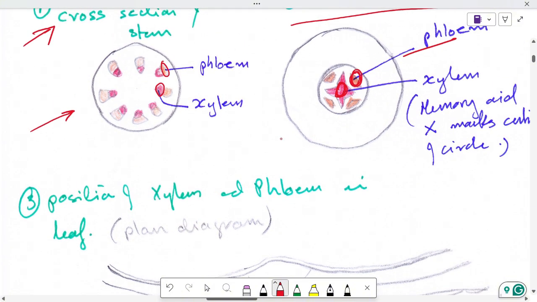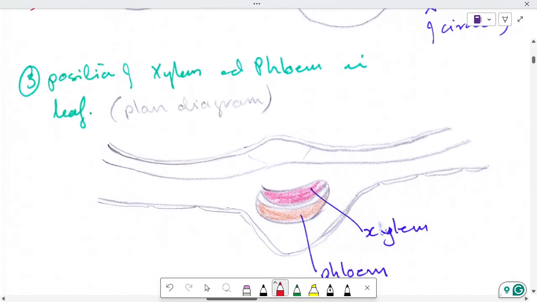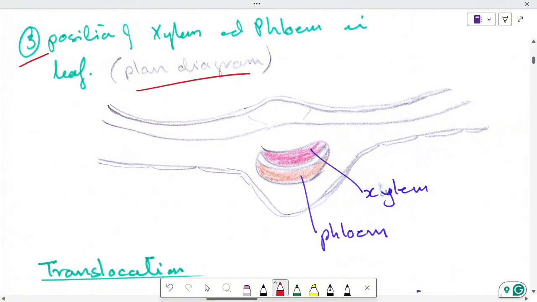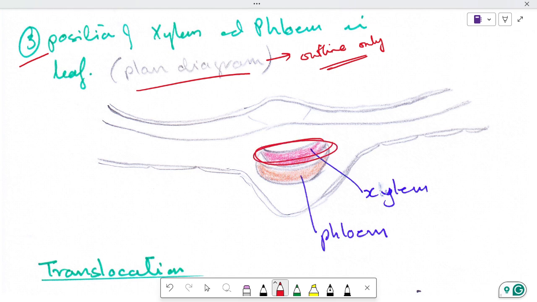Number 3, position of xylem and phloem in leaf. Now these are plant diagrams. Plant diagram means you only need to draw the cells with the part of the structure, just its outline. You do not have to fill the entire epidermis or the leaf or the root with the cells, just the outline. So here xylem is inside towards the upper epidermis and phloem on the outer side.